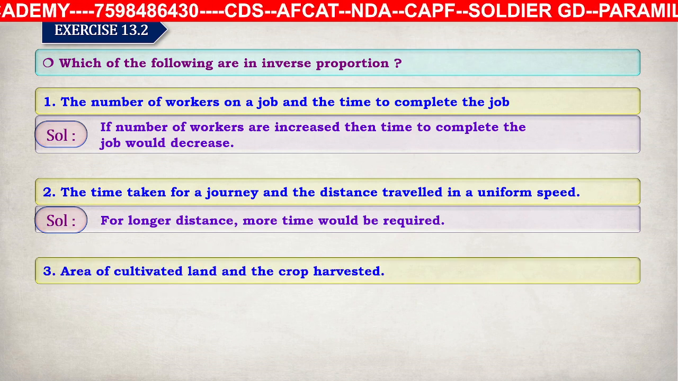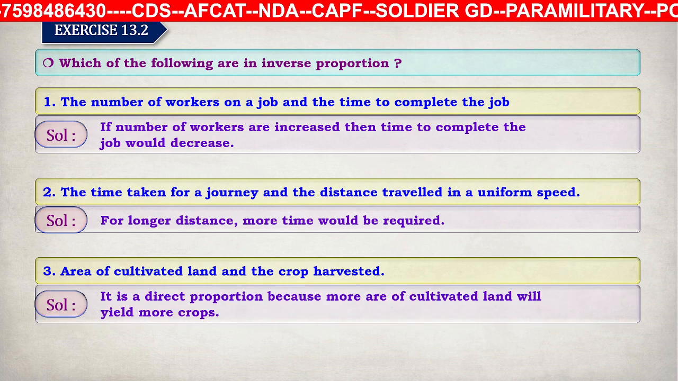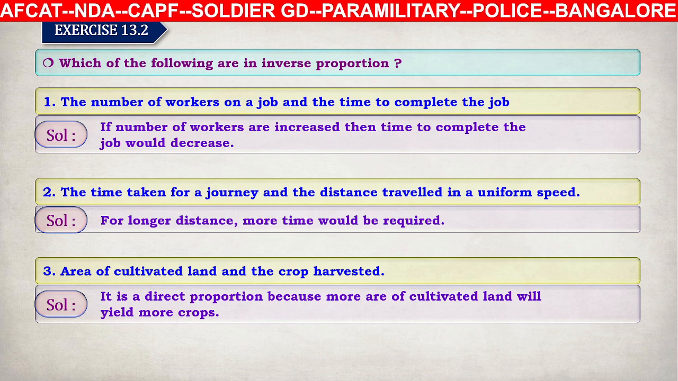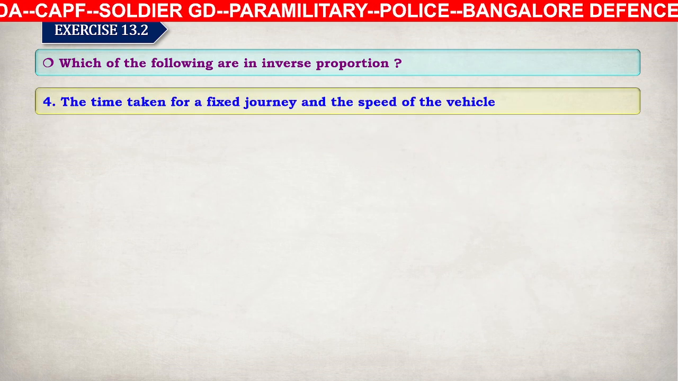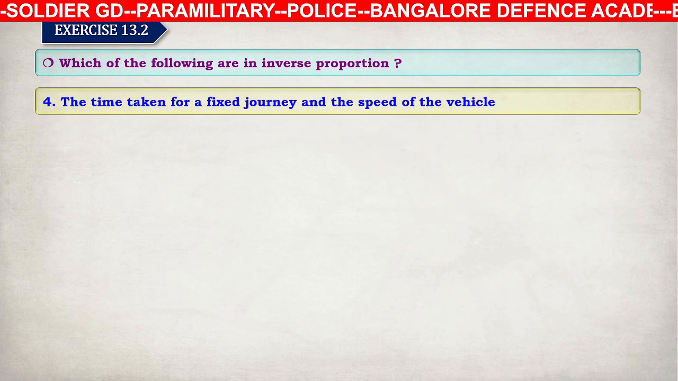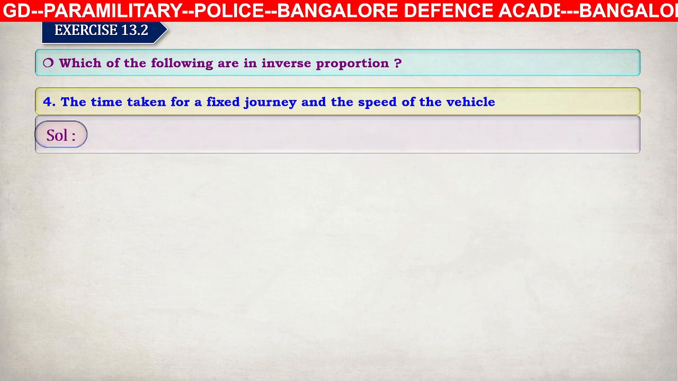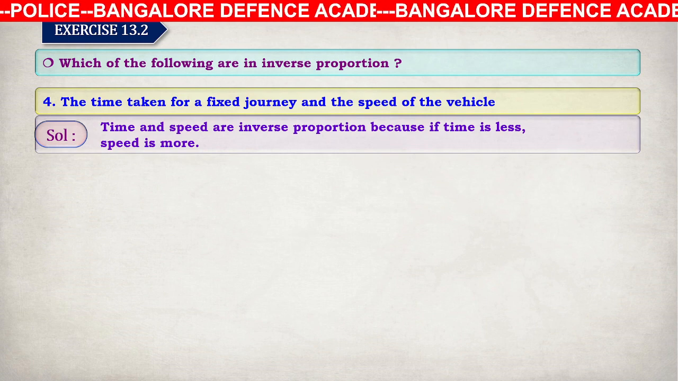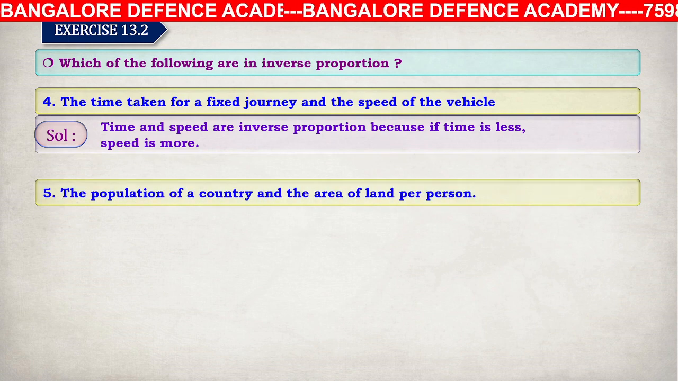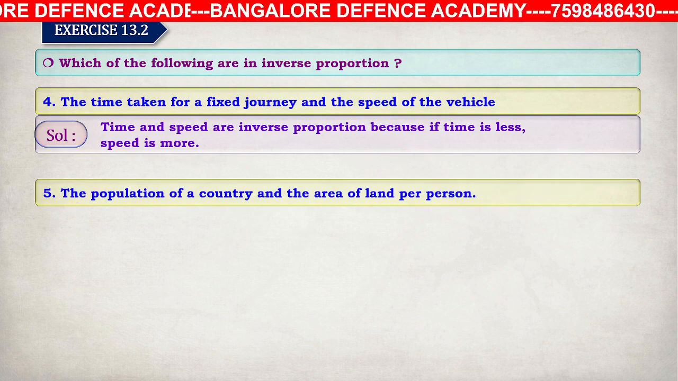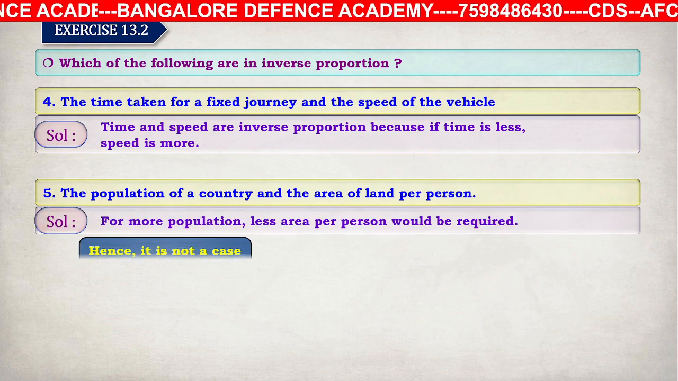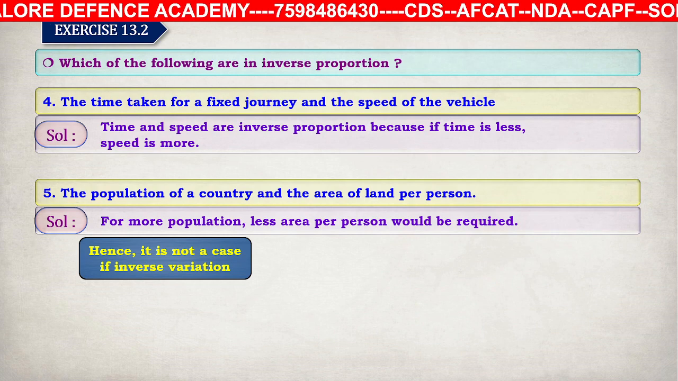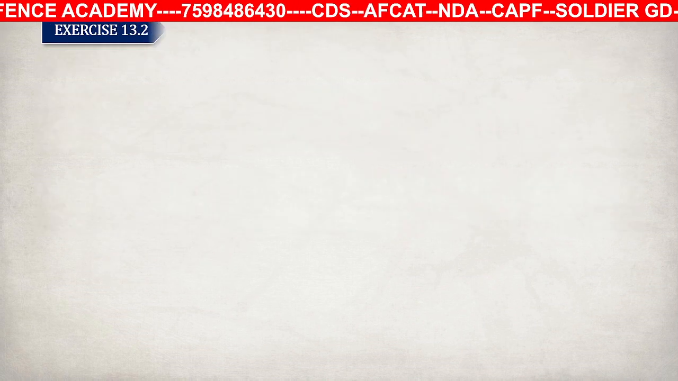Area of cultivated land and the crop harvested. It is directly proportional, because more cultivated land will yield more crops. The time taken for a fixed journey and the speed of the vehicle. Time and speed are in inverse proportion, because if time is less, speed is more. The population of a country and the area of land per person. For more population, less area per person would be available. Hence, it is not a case of inverse variation.